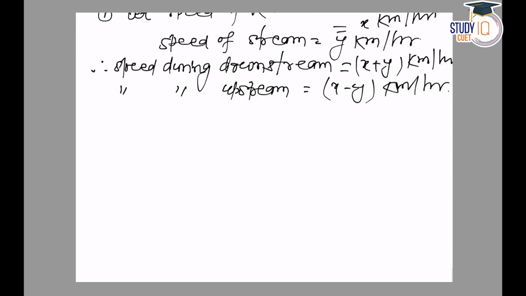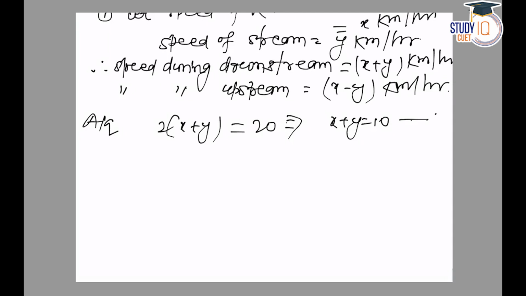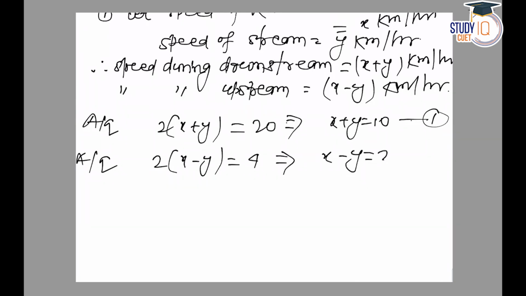Now, according to question, 2 times of x plus y equals to 20, that is x plus y equals to 10. Here we are using the formula speed equals to distance upon time. So, speed into time equals to distance. Again, according to question, twice of x minus y equals to 4. So, x minus y equals to 2.